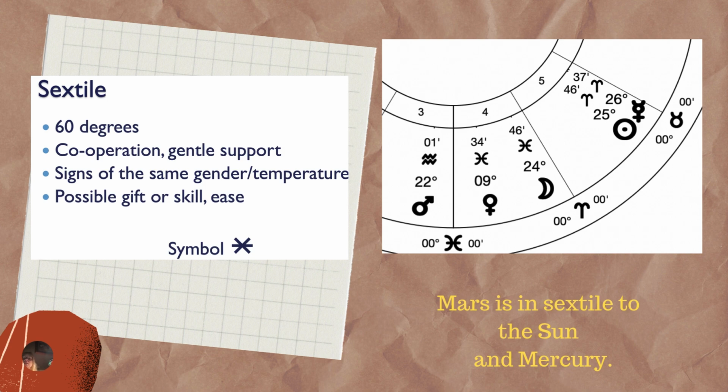A sextile is 60 degrees apart, they cooperate. The signs will be of the same gender, and it may show you a possible gift or a skill that you have. In this example, we have Mars in the 3rd house sextiling the Sun, and also sextiling Mercury.